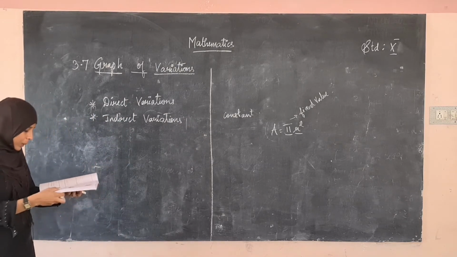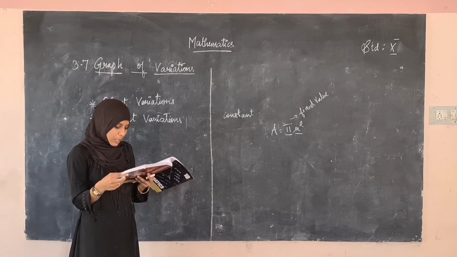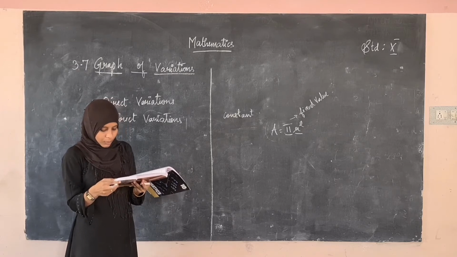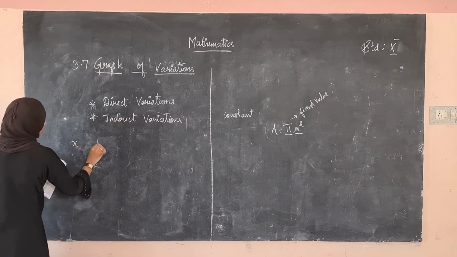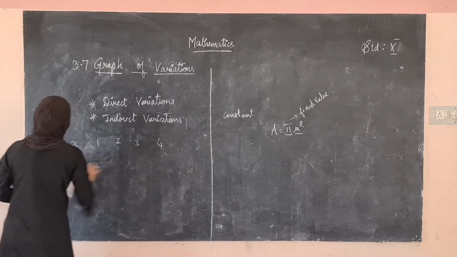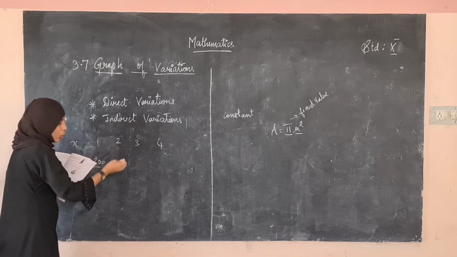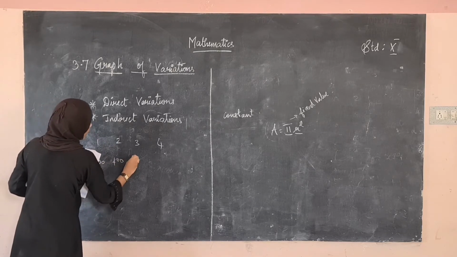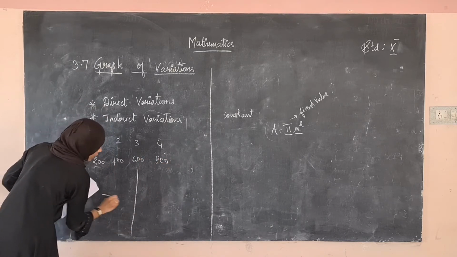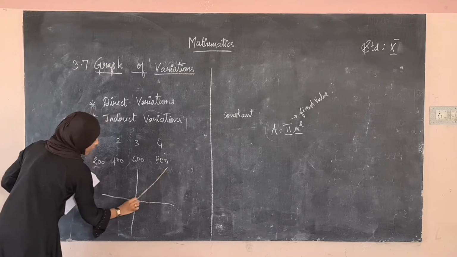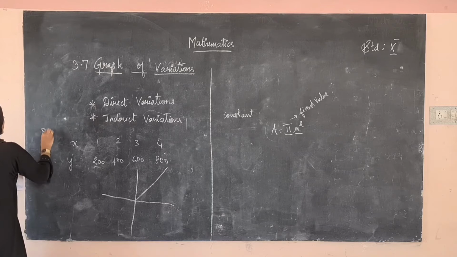Now, let us see the direct variations. In your book, they have given: when you go to the market to buy more apples, you will have to spend more money. If the cost of 1 kg of apple is 200, you pay as follows. X is 1, 2, 3, 4 kg. Y: for 1 kg, you are paying 200. Then for 2 kg, you will be paying more money, that is 400. For 3 kg, 600. If we draw the graph, the graph will be like this, a straight line. Okay, so this is the direct variation.